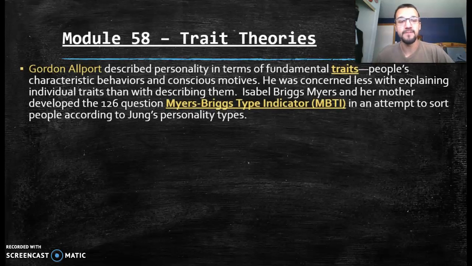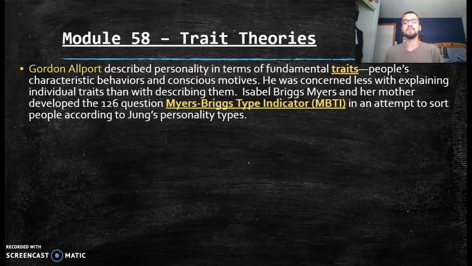So Gordon Allport is the first person. He described personality in terms of fundamental traits, people's characteristic behaviors, and conscious motives. He actually figured this out when he was interviewing Freud, and Freud would not stop talking about internal conflict and the id and the ego and the superego. And he was like, "Wow, this guy maybe just keeps doing this. Maybe he's got a problem. Maybe he's got a trait that leads him to this." He was not concerned with explaining individual traits, but more like describing them.